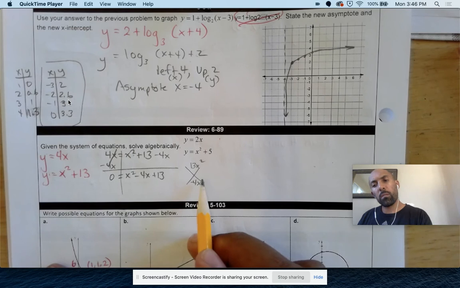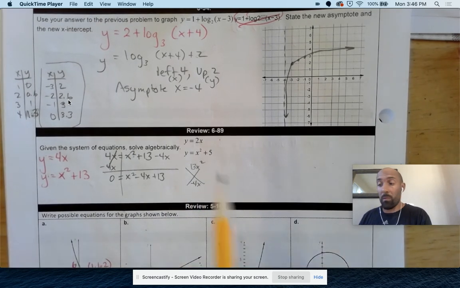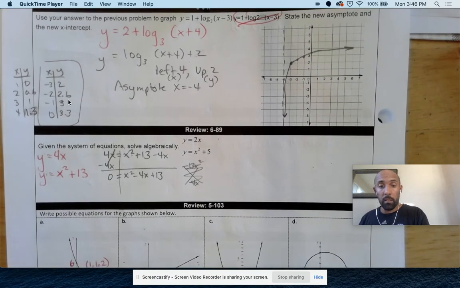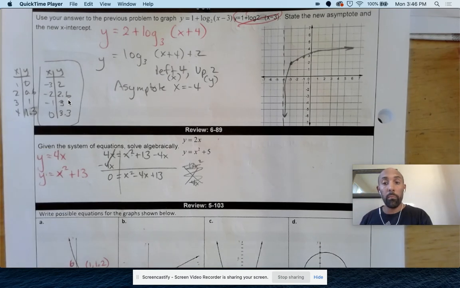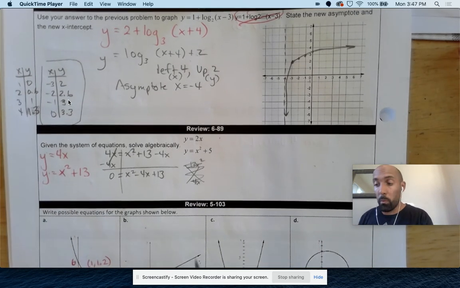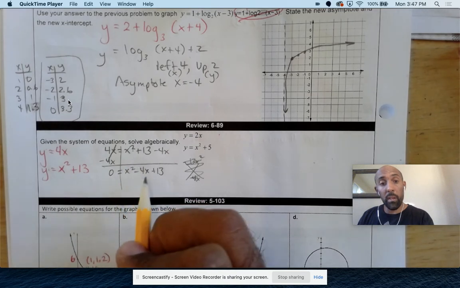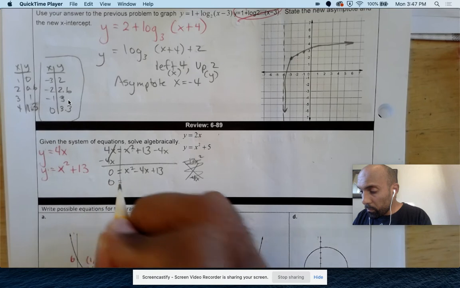Now I look for those two numbers. What multiplies to 13 and adds up to -4? Nothing works. So I can't factor it. So I got a couple options here. Quadratic formula is probably the first thing that pops in your mind. There is another way. I will show you the quadratic formula, but I'm going to show you completing the square, which you guys know how to do because you have changed equations like this into graphing form. All right, so let's complete the square.